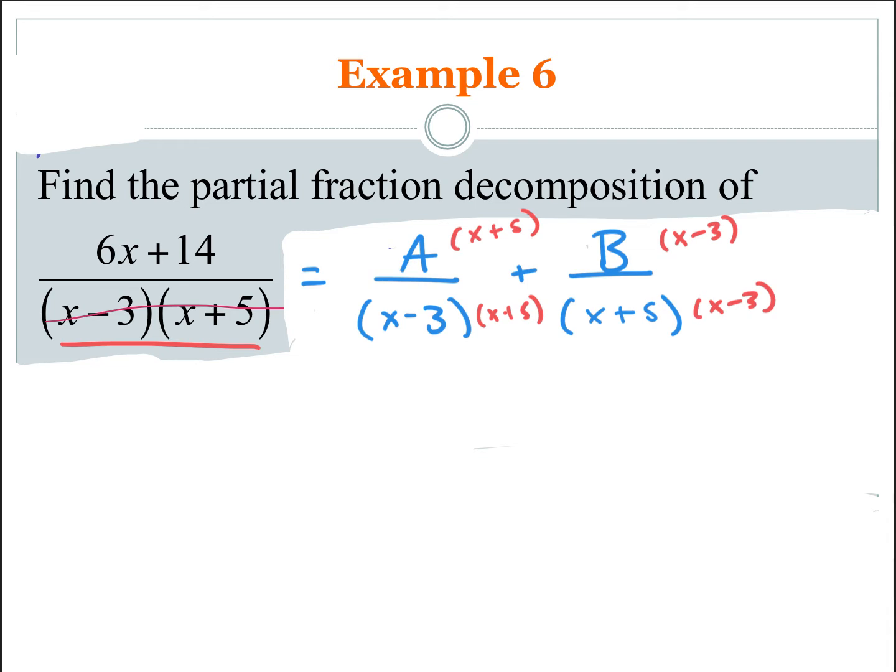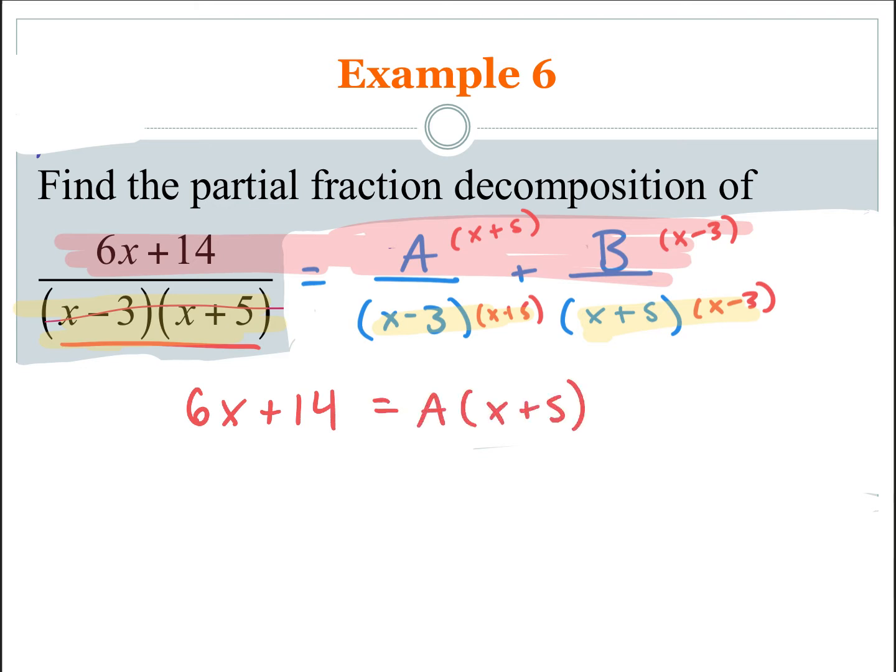So now if you notice, my denominators are all the same. I have x minus 3 times x plus 5 here, here, and here. They're all the same. So the denominator is equal to the denominator. So what I'm going to do is set my numerators equal to each other. So down here, I have 6x plus 14 is equal to a times x plus 5 plus b times x minus 3. So all I did was take the numerator and rewrite it.